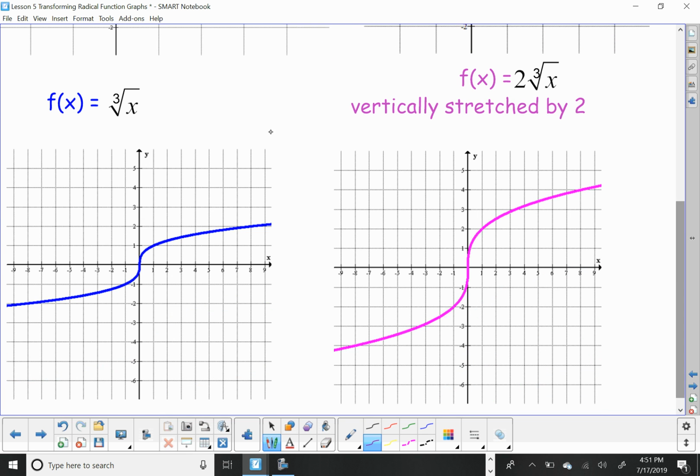Same thing here, except here we have 1, 1, 2, 8. If I stretch it by 2, right 1, up 2, right 8, up 4. And for this one, whatever I do on the right, I do the opposite on the left.